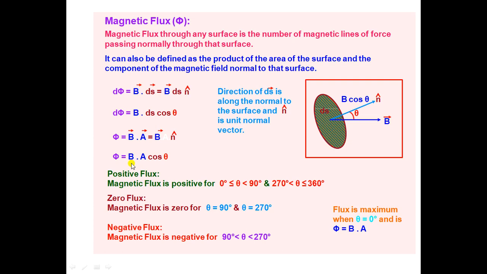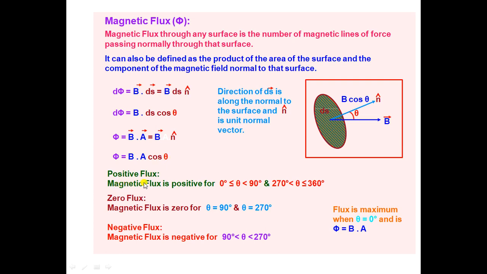When the magnetic flux is minimum, theta is equal to 90 degree. When theta is 90 degree, the flux is minimum. Therefore, the flux is maximum when theta is equal to 0 degree, because BA cos theta is then equal to B dot A, and the flux is minimum when theta is equal to 90 degree.